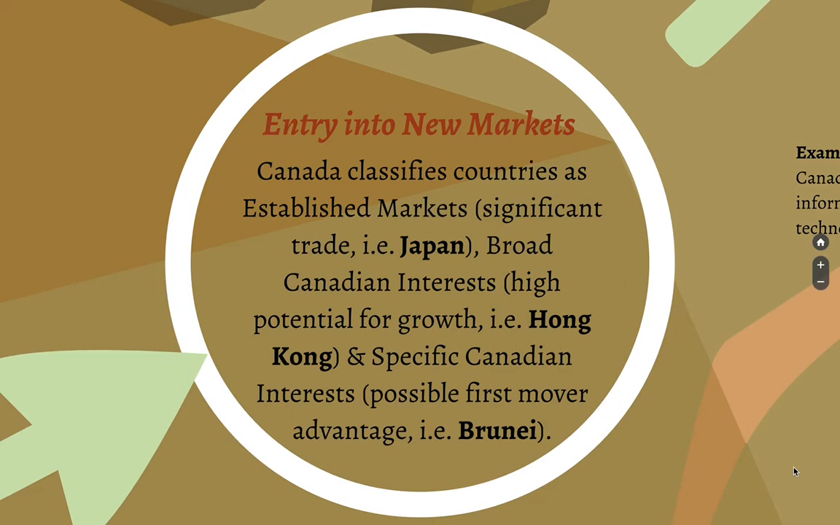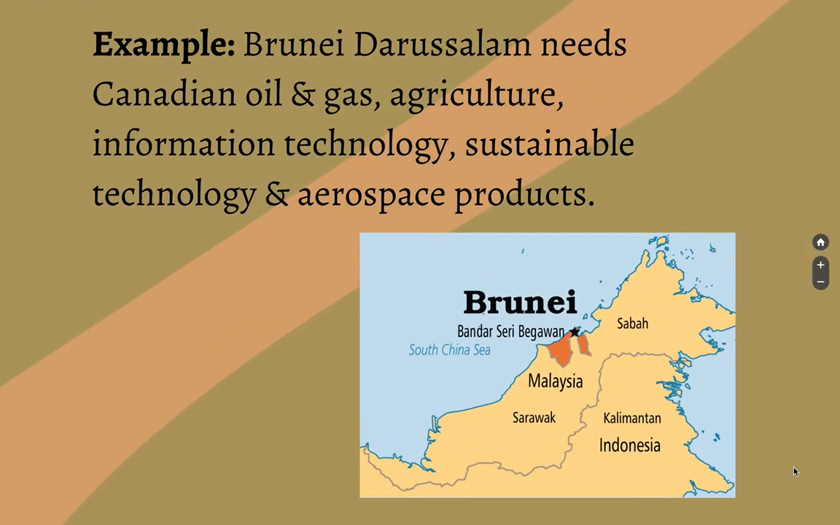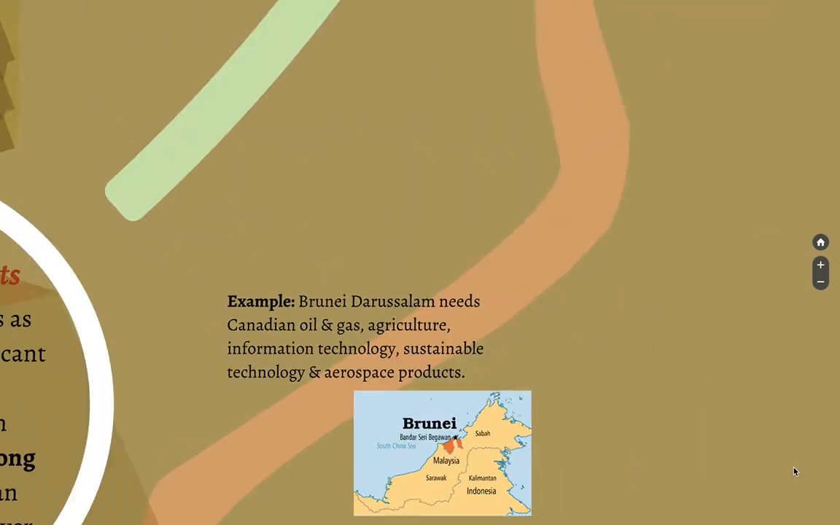So what would be an example of one of these specific Canadian interests? Well, Brunei. Here you can see where it's located in Asia, just as a small part of Malaysia. It needs oil and gas technology that Canada is an expert in. It needs some agricultural products. You can see there's not a lot of arable land there. We can provide it help with information technology, and it also could use some automobile and aerospace products. So that's been identified as a potential opportunity to get Canadian companies in there, and then they'll be established and hopefully we'll have a very long-lasting, profitable relationship.